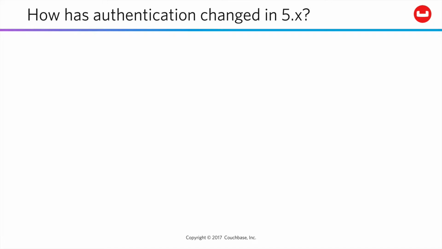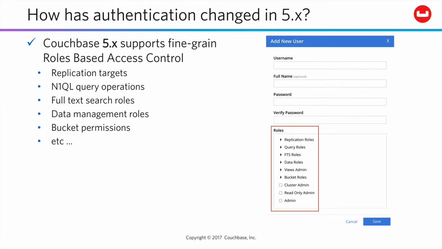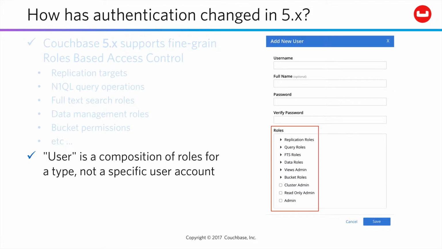So to connect to a Couchbase cluster, you're going to need to authenticate, and authentication has changed in Couchbase 5. With Couchbase 5, we have fine-grained, roles-based access control. This means that there are permission sets categorized as we see here. You can fine-tune user accounts around replication targets, particular N1QL query operations, full text and data management roles, and even bucket-specific permissions. Of course, a user in this context is a composition of roles for a particular type of user in your application, not a specific user account. Your own client-side authentication is going to be happening through OAuth or OpenID or something of that sort.